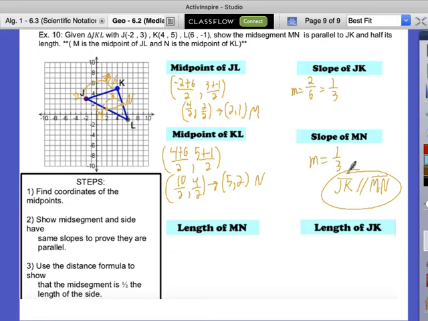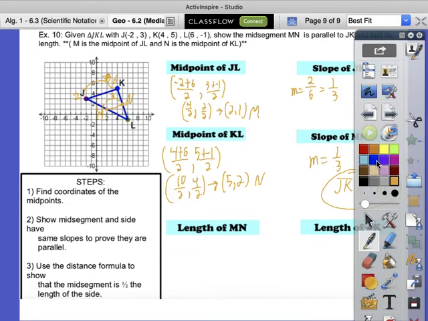Now we need to prove it's half its length, so we need to find the length of both of these. So this is where we use the distance formula again to find the length. You guys love the distance formula, right? Let's write it down so we don't forget. Distance formula. Does anybody remember what the distance formula is?